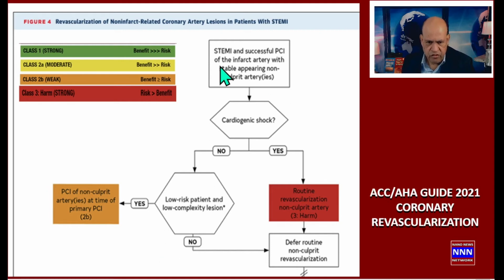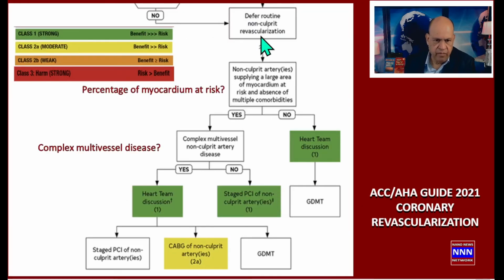Let's move on. STEMI and successful PCI of the infarct artery with stable appearing non-culprit arteries. What do we do? If there is cardiogenic shock, routine revascularization of non-culprit arteries is not recommended. If there is no cardiogenic shock, a low risk patient with low complexity of the lesion, then yes, possibly we can do a coronary intervention. If the lesion is complex and it is a non-culprit vessel, let's go to the next slide. As we can see, we need to look at the amount of myocardium at risk. I mean, that is the key factor.